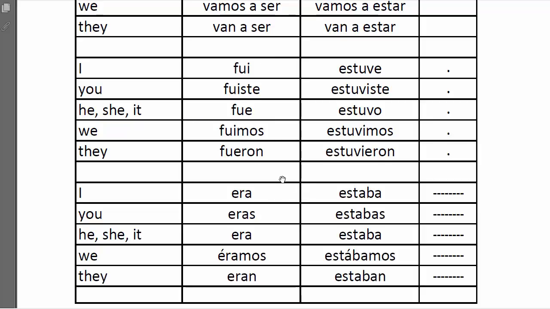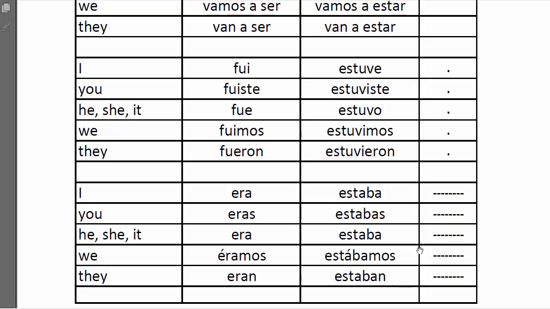In some ways it may make it a little easier because we've already been through a module using these words. Now going down, we have the line past in ser, which is era, eras, era, éramos, and eran. And then we switch over to estar. So we have a dot and estar would be estuve, estuviste, estuvo, estuvimos, and estuvieron. And then we have the lines: estaba, estabas, estaba, estábamos, and estaban.